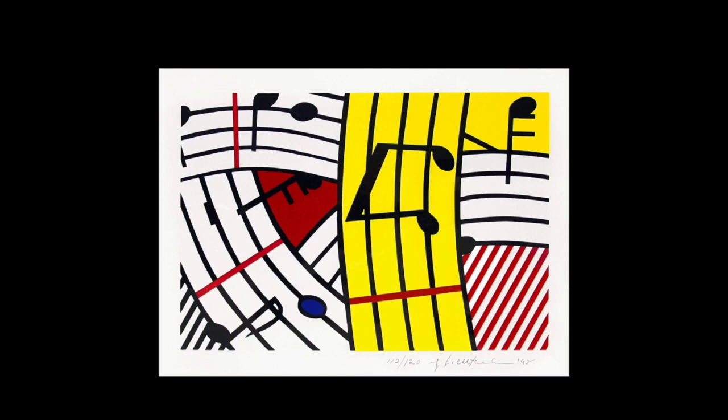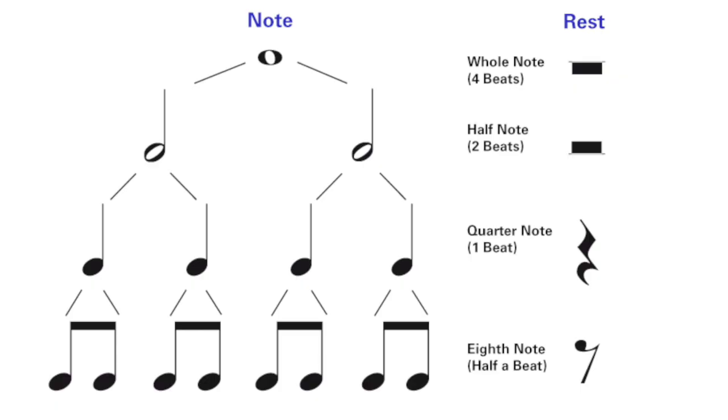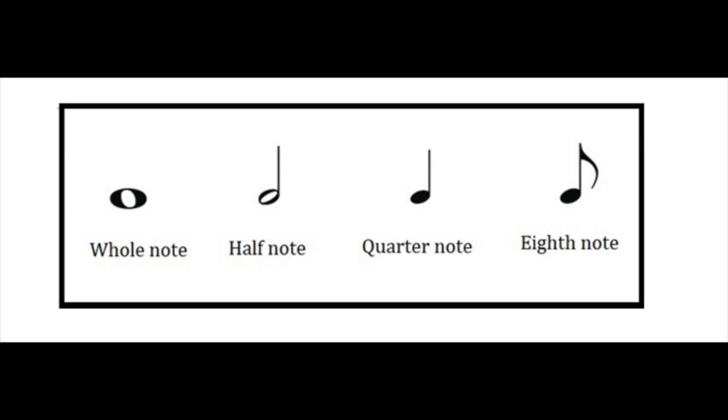What do you notice when you look at Roy Lichtenstein's Composition 4? There's yellow, blue, red, and the artist used lines going in different directions. And there are also musical notes. Notes are the words that music uses to communicate with us. In order to be able to read the language of music, we need to learn what the notes are so we can play them.